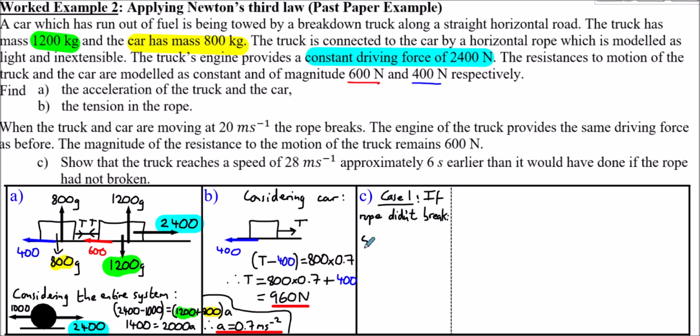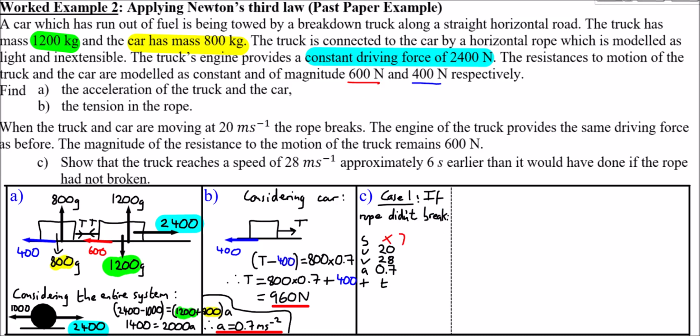So what we can do here is use that. Acceleration would have remained at 0.7. Nothing would have changed. S we're not interested in. What we are interested in is the car and truck were going at 20, so the initial speed is 20. The final speed is 28. So how long would that have taken to achieve? What would the time have been if the rope didn't break? We're not interested in the displacement. We're just interested in U, V, A and T.